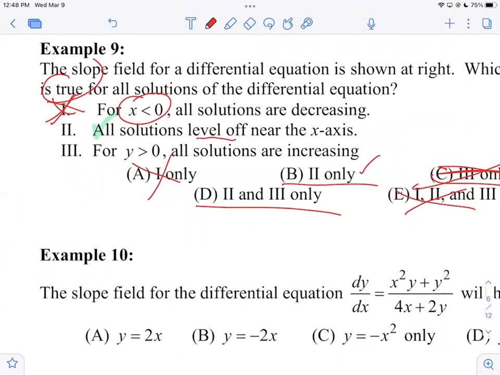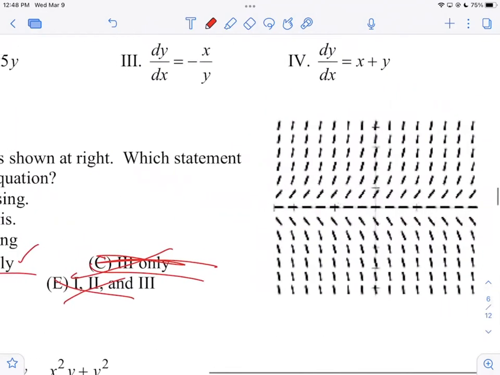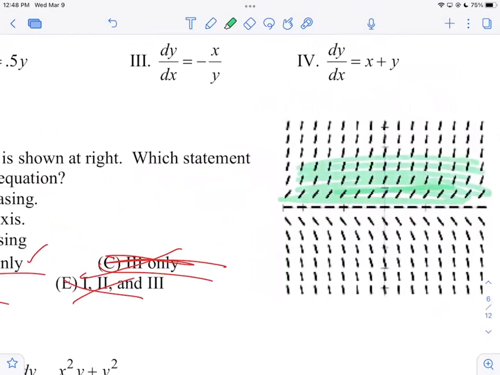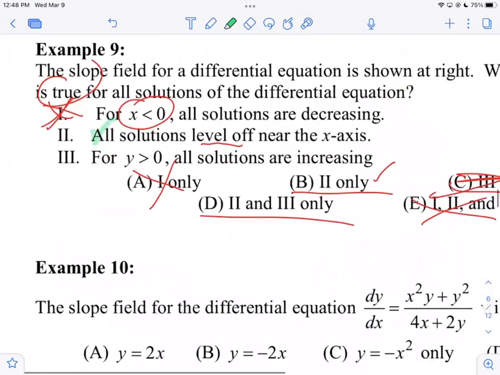For y greater than zero, all solutions are increasing. So y greater than zero, that's above the x-axis. All my solutions are increasing. That means all the slopes are what? Positive. Is that true? So true. That is so true. So it is 1 and 3, which is answer choice D, right?